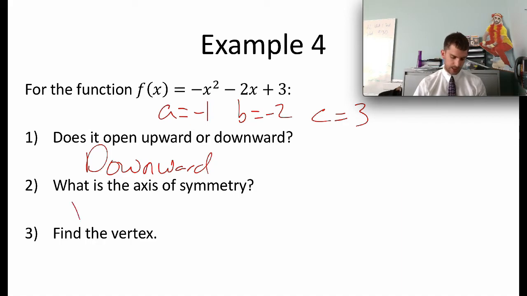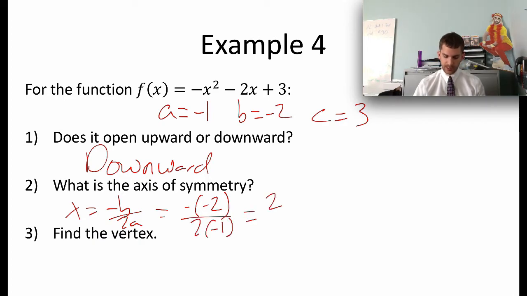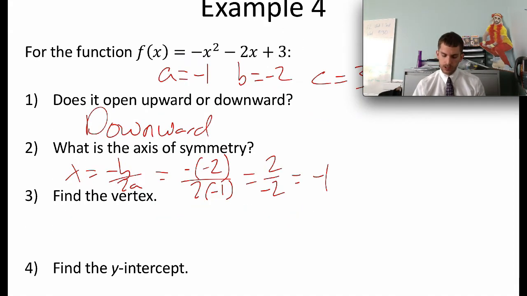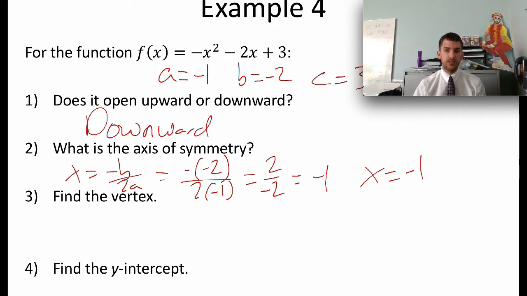Axis of symmetry. X equals negative b over 2a. Sorry, I kind of crammed that in there. We got negative b, negative 2 over 2 times our a value of negative 1. So we end up with positive 2 over negative 2, which gives us negative 1 again. So again, our axis of symmetry would be the line x equals negative 1.